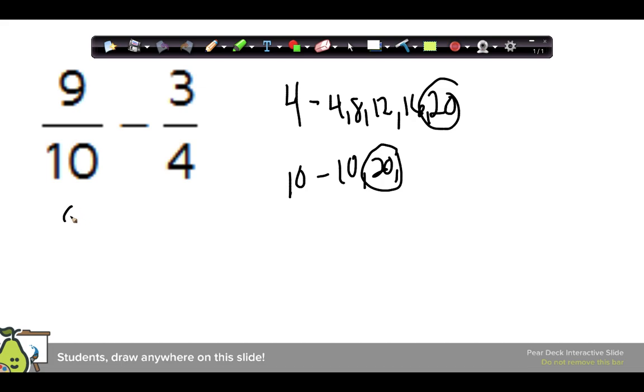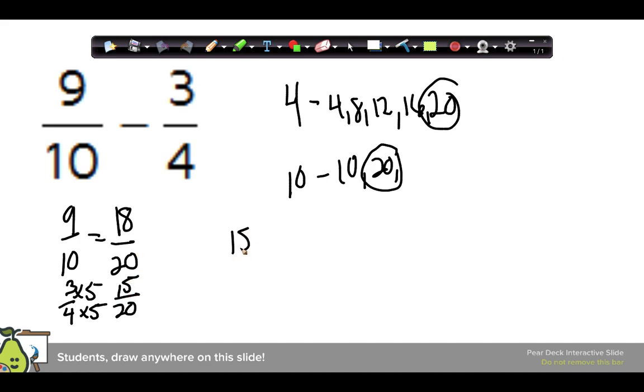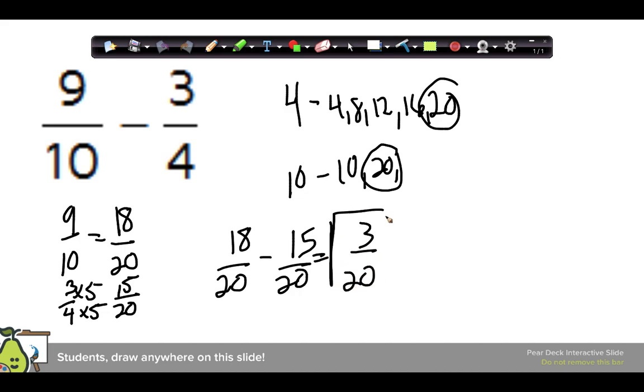So 9/10 just doubles to 18/20. And 3/4, we multiply by 5 to get 20ths. So we have to multiply this by 5, we get 15. So we're going to do 18/20 minus 15/20 to get 3/20. I wonder if we can simplify that.